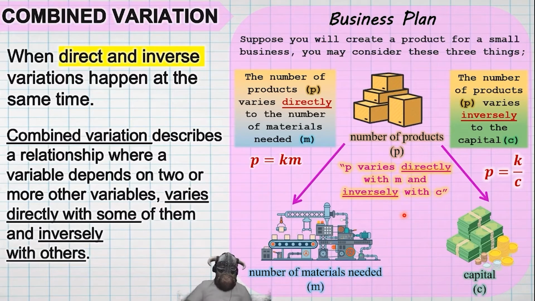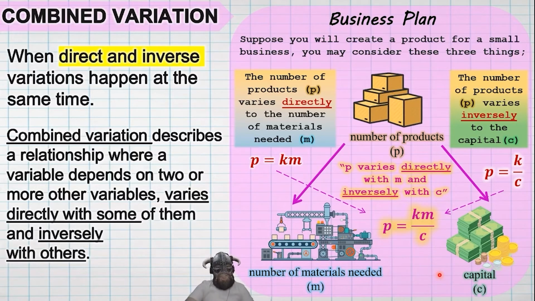So the number of products P varies directly to the number of materials needed and inversely with the capital, or C. Pag pinag-combine natin itong dalawa, these two types of variation, we can create a combined variation that can be interpreted as P is equal to kM over C. Tignan nyo, parang nandyan pa rin naman si k pero pinagsama yung direct tsaka yung inverse variation. So this is what we call a combined variation.